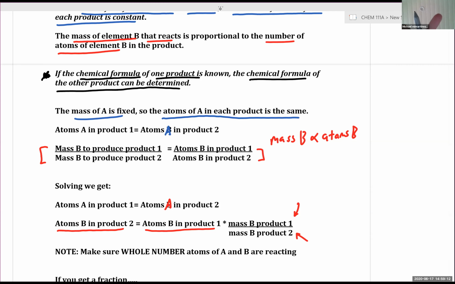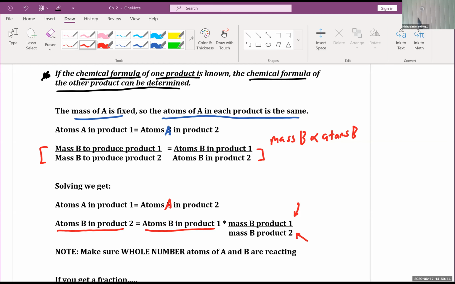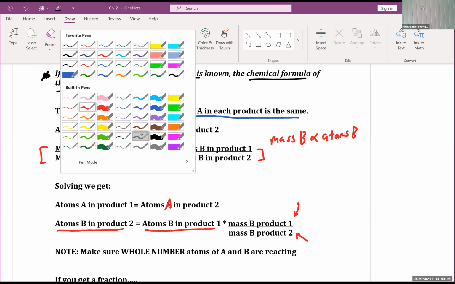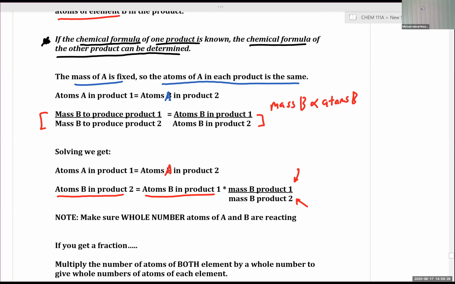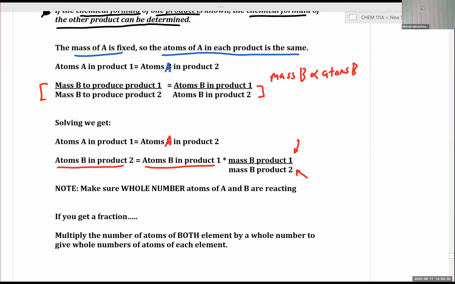Now, this is almost exactly identical to how we dealt with the law of definite proportions, or the law of definite composition. There's only one thing that you need to be careful about. You need to make sure that a whole number amount of atoms of A and B are reacting. If you get a fraction, you need to multiply the number of atoms of both elements by a whole number.